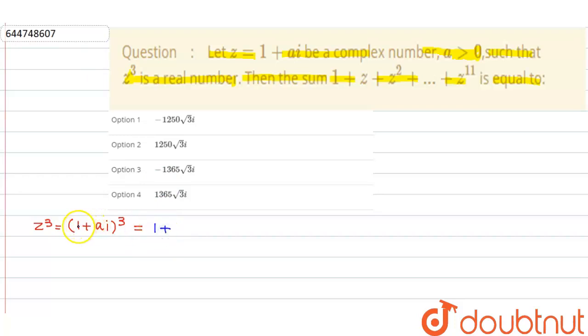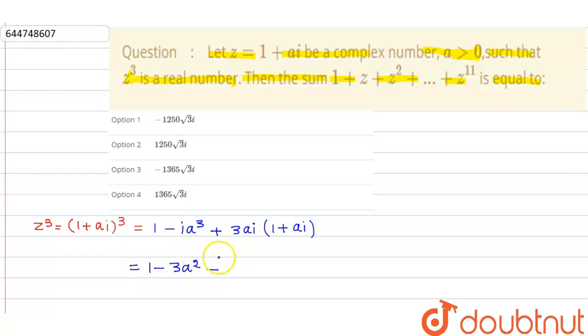1³ plus (ai)³, that means minus i a³, plus 3·a·i·(1 + ai), which is equal to 1 minus 3a², because i times i becomes i², which is minus 1. So this is 1 minus 3a².